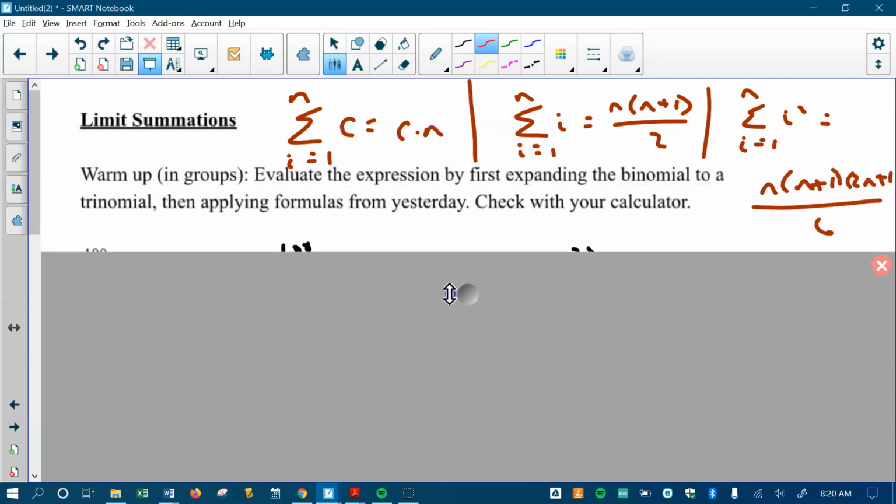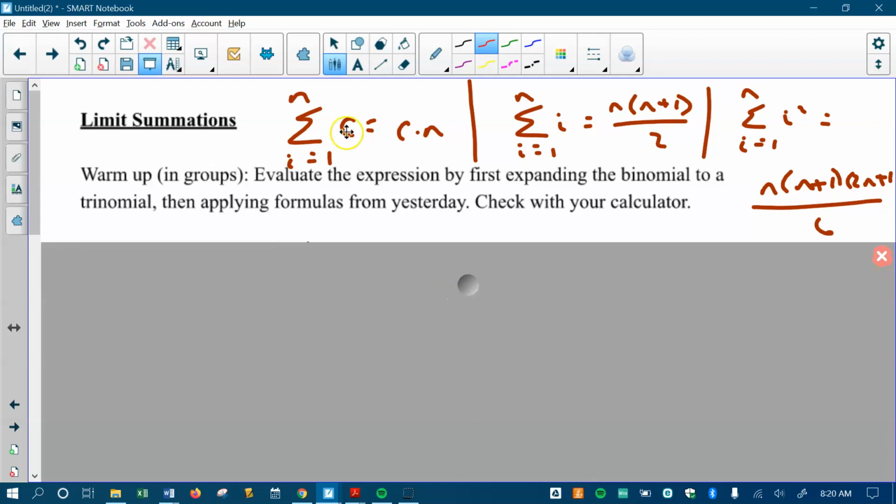Here are the formulas that you would need. These are the formulas that I had gone over in the last video. For a sum of just a number, you take that constant times the number that's on top of the sigma. You're adding it over and over and over again. And if you're using i squared, you can use n times n plus 1 times 2n plus 1, over 6.